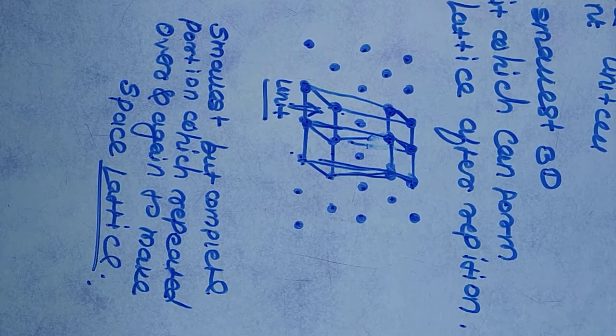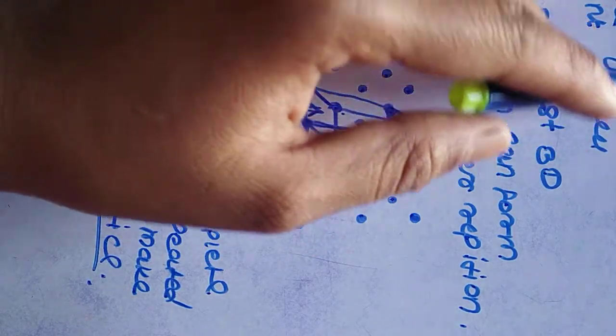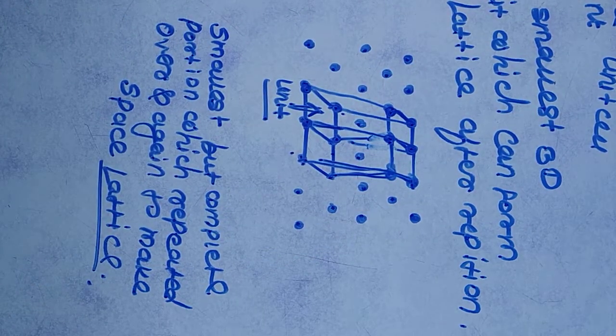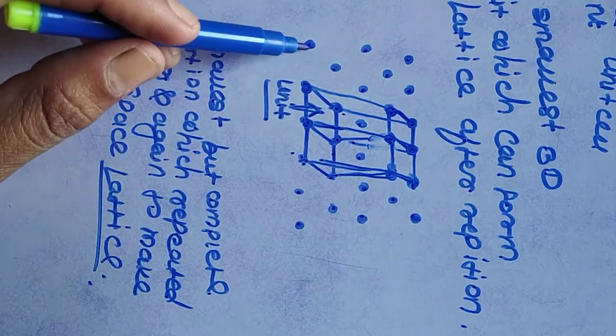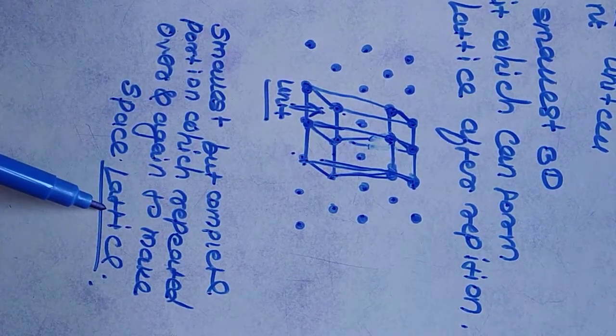You can simply see here, lattice means what? A 3-dimensional arrangement of constituent particles. It is called a lattice, and those points are called lattice points, and the 3D arrangement is called a space lattice.